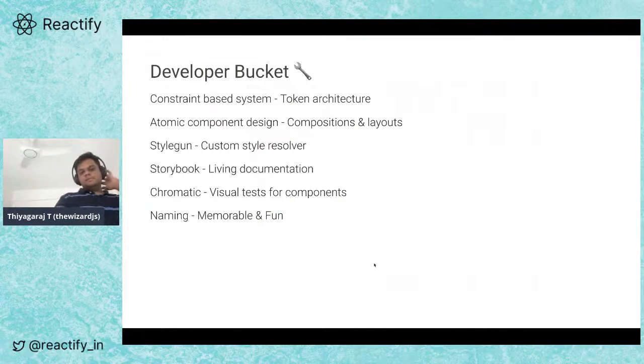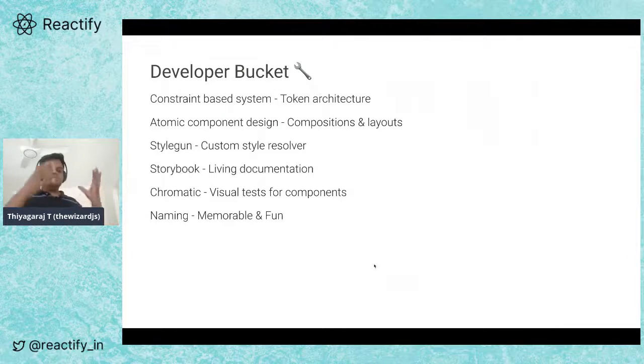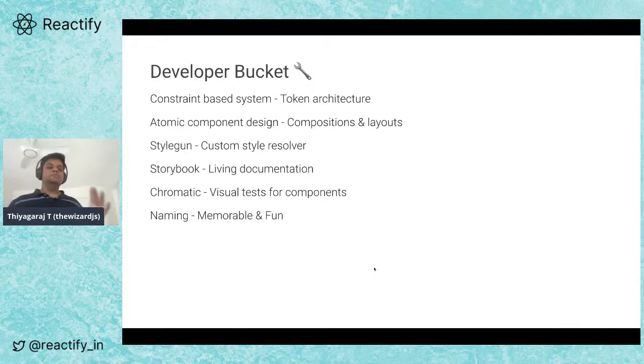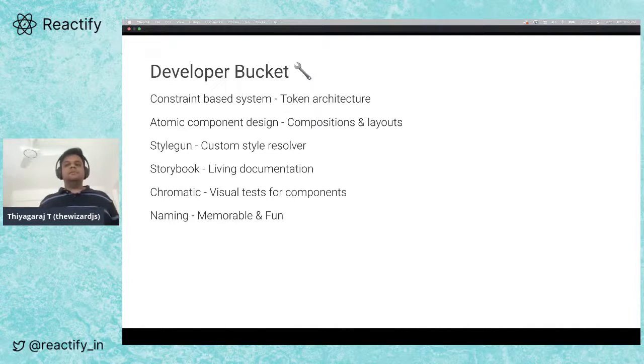So when you see in the developer bucket, what really comes into the developer side? In a design system, what makes things different? I think one is something called a constraint-based system, where you have a certain set of values which we call tokens, and we say, you know what, we are going to operate on these tokens only. We don't go and say the size of the box is going to be 100 pixel, 200 pixel. Rather, we give a range and say, you need to choose something from here.